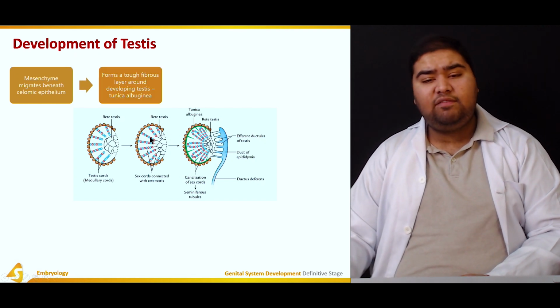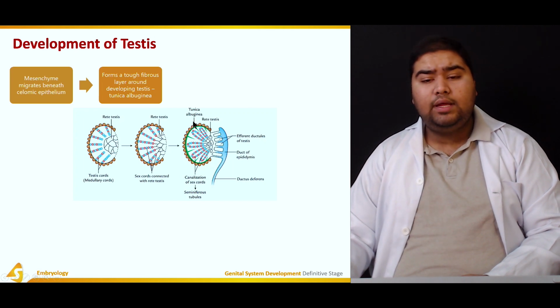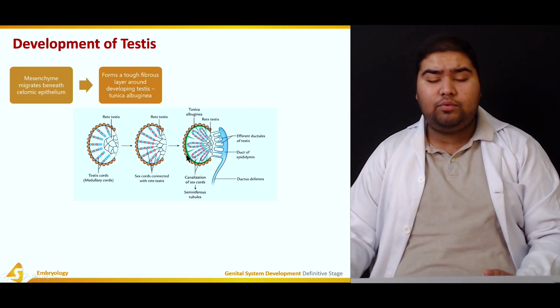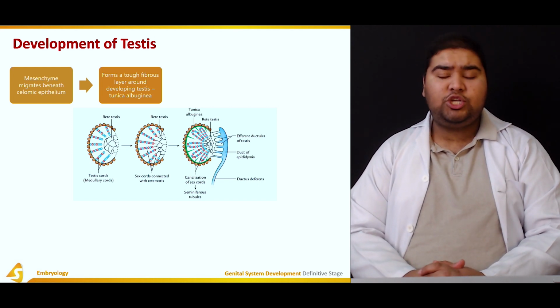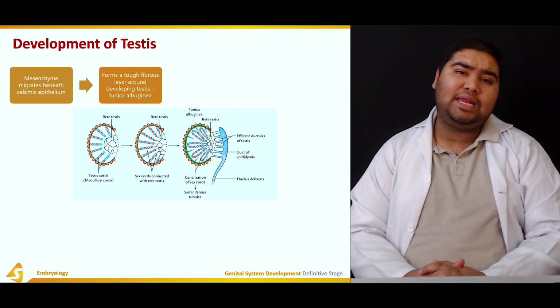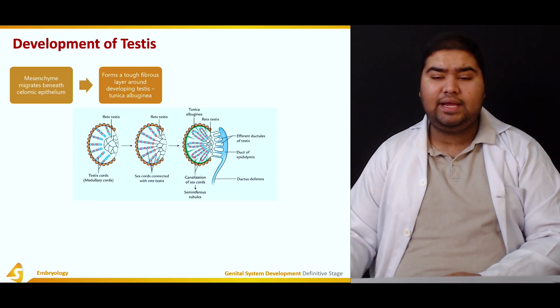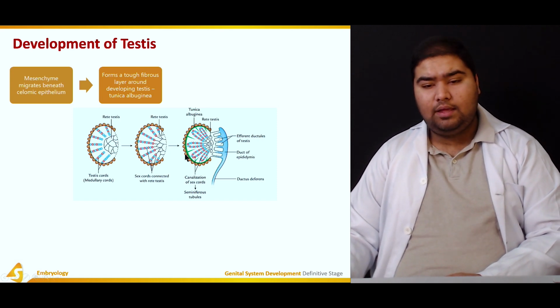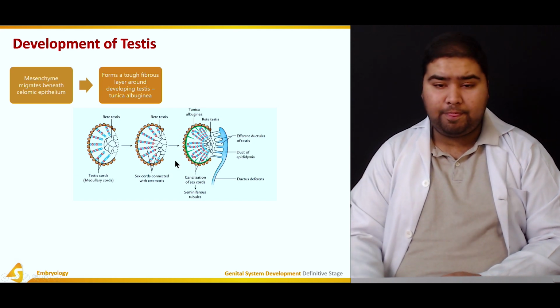It forms a tough fibrous layer. This in green you can see in this figure. It forms a tough fibrous layer which surrounds the developing testes. This is known as the tunica albuginea. So the tunica albuginea is a layer of mesenchyme that comes to lie beneath the coelomic epithelium and covers the developing testes. Here you can see this in green is the tunica albuginea.